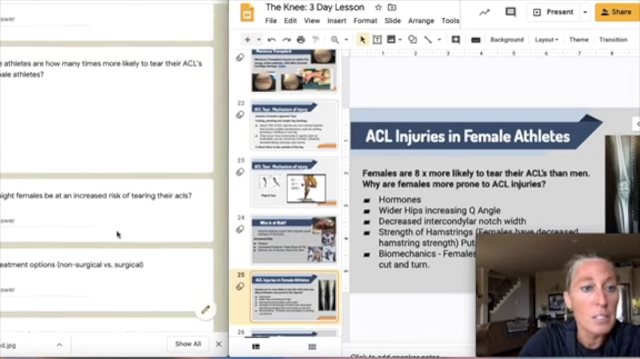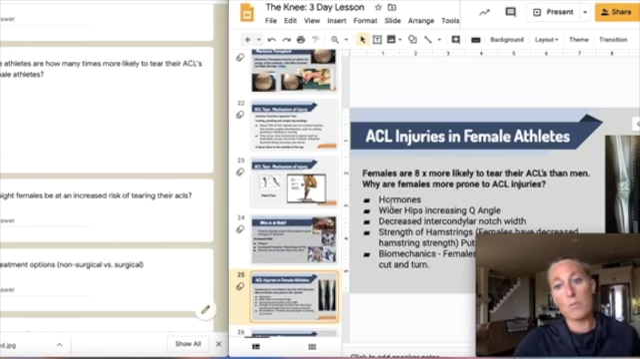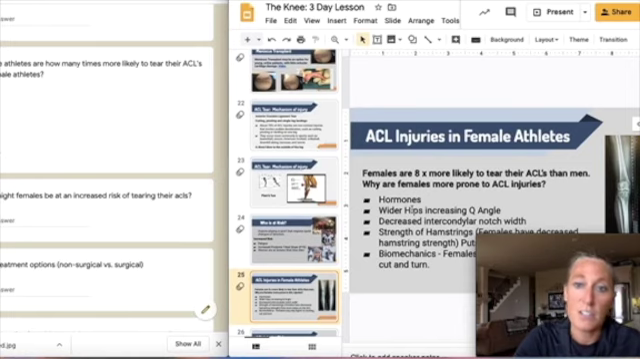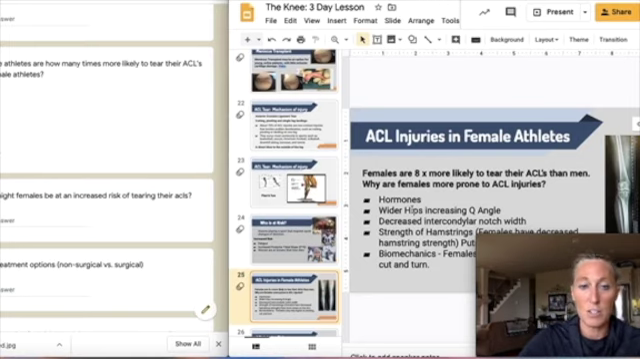Next question. Why might females be at an increased risk? There's some things here that we talked about. We talked about hormones as a possible theory for why there is a greater chance of tearing our ACLs. The wider hips, which increases the Q angle. Females have a decreased intercondylar notch width. The strength of the hamstring and the biomechanics, how they land. So that's something that we can work on and we can change.